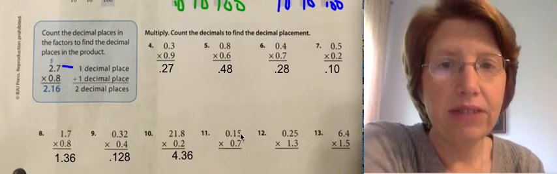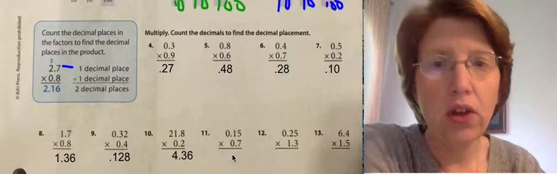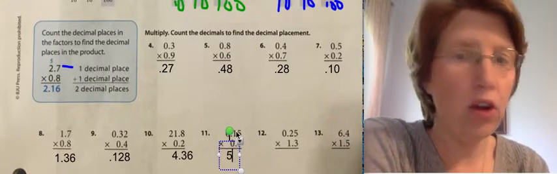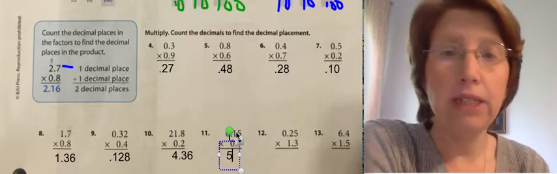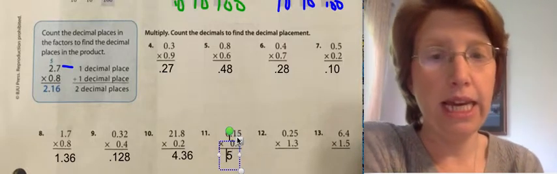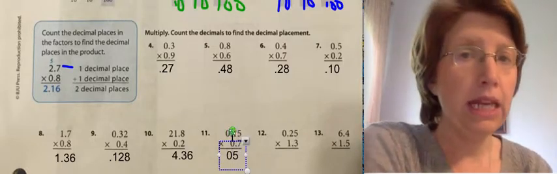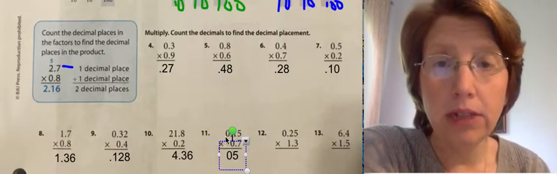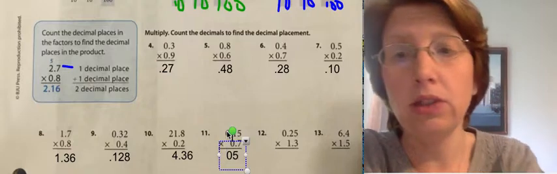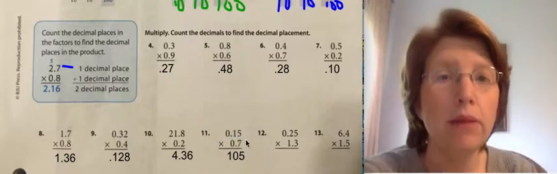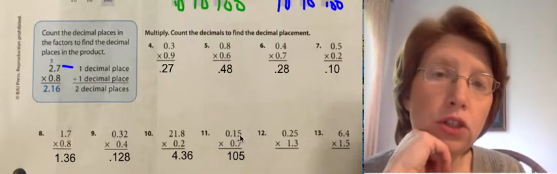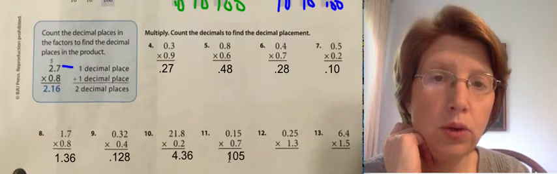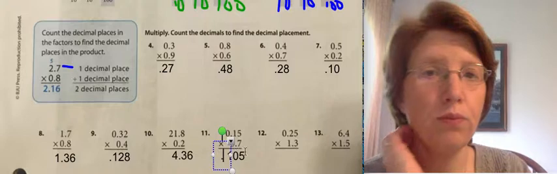Okay, 7 times 5 is 35. So I put my 5, I carry my 3 over there. 7 times 1 is 7, plus 3 is 10. I put my 0 down, carry my 1. 7 times 0 is 0, plus 1 is 1. Now I look at my problem. 1, 2, 3 numbers behind a decimal. 1, 2, 3, decimal.